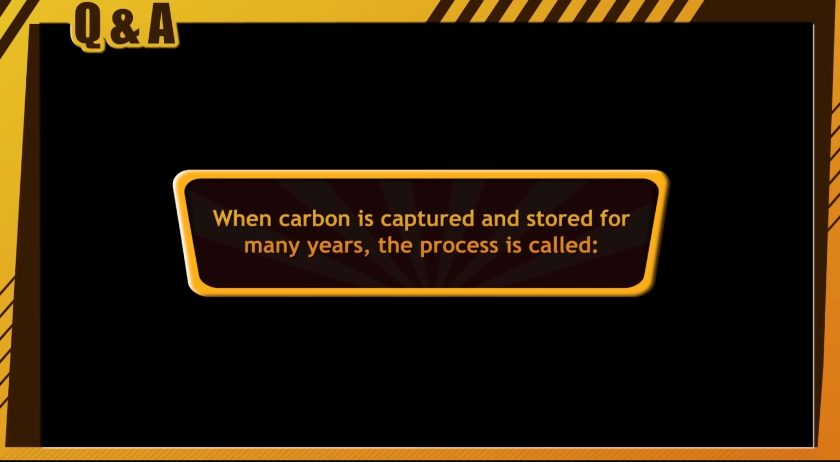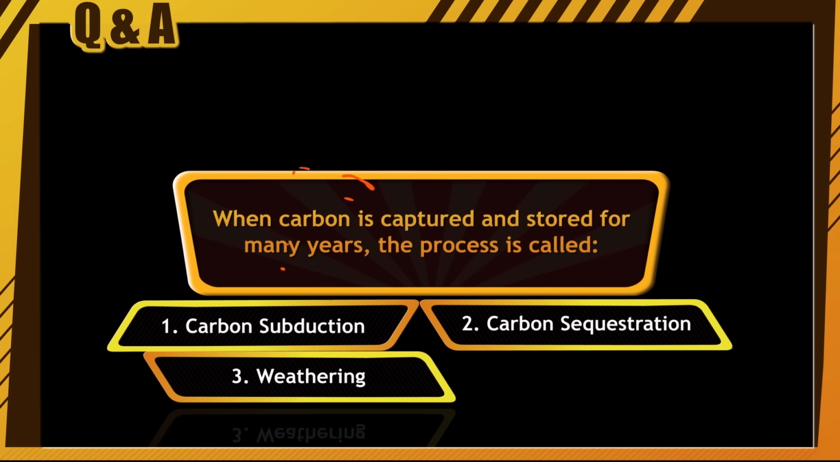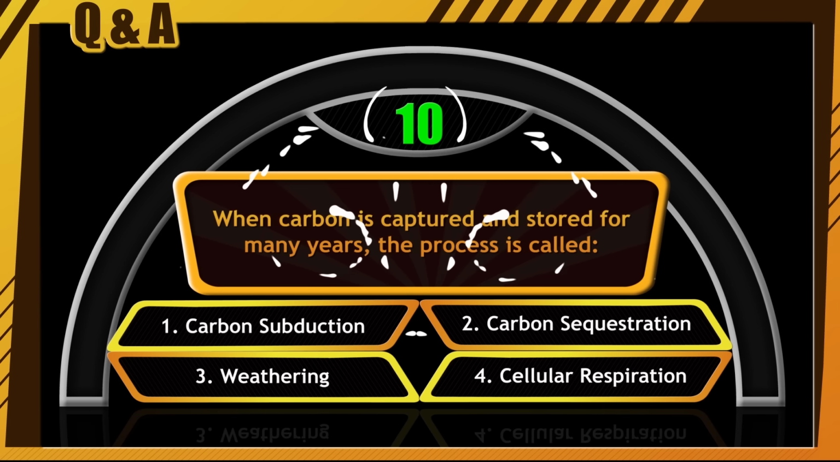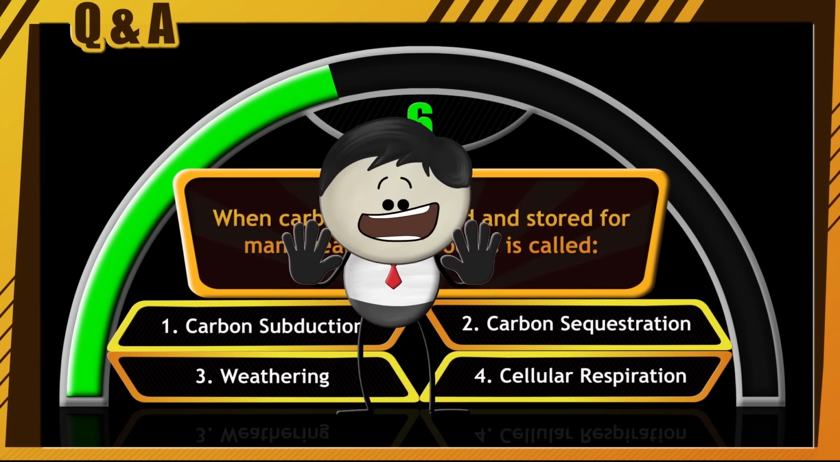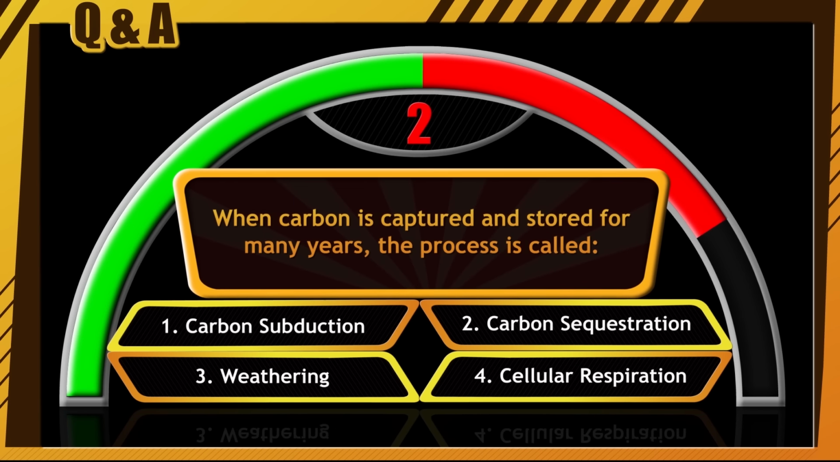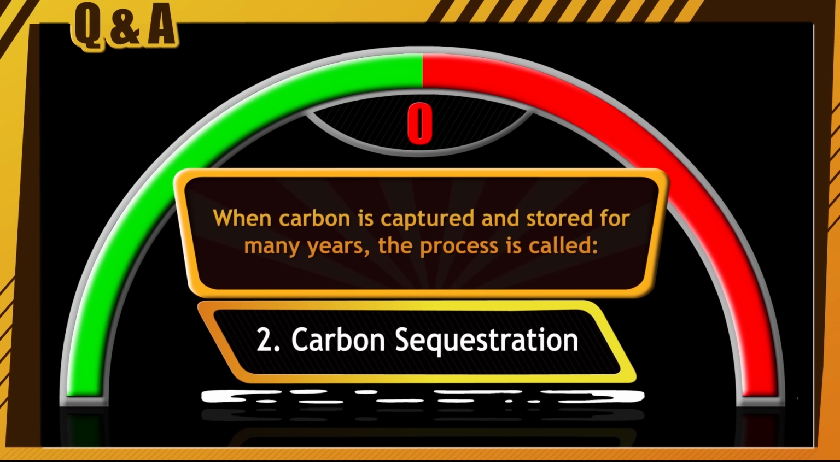Ready for the second one? Here we go. When carbon is captured and stored for many years, the process is called carbon subduction, carbon sequestration, weathering, cellular respiration. And your time has begun. Think fast and write your answer or correct option in the comments section. The correct answer is option number 2, carbon sequestration.